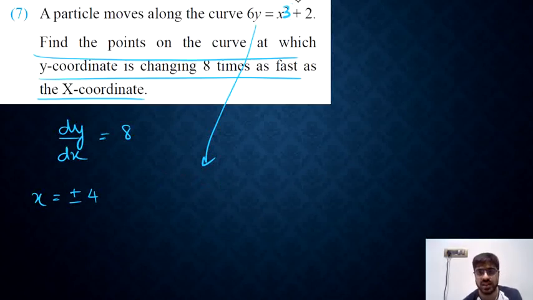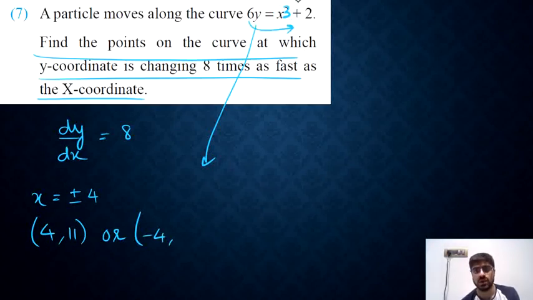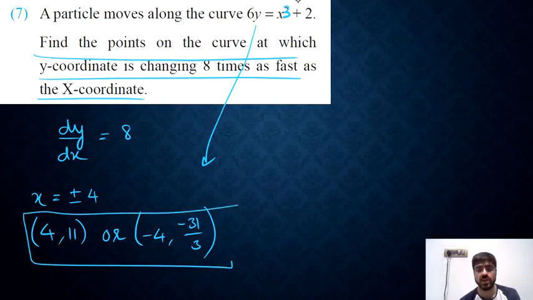If I take x as plus 4, I have 64 plus 2, which is 66, divided by 6, which will be 11. So the first point will be 4 comma 11. Or if I take x as minus 4, that will give us a minus 64 here, plus 2 will give us minus 62 divided by 6, so that will be minus 62 upon 6, that is minus 31 upon 3. And that's how we are answering the 7th question. These are our required points on the curve that is given to us.